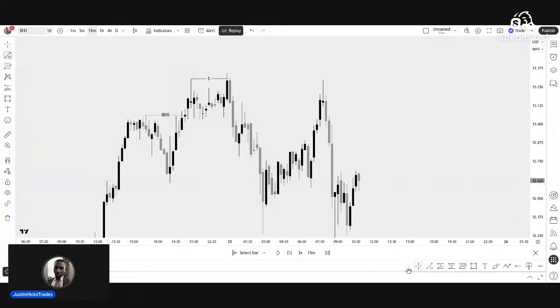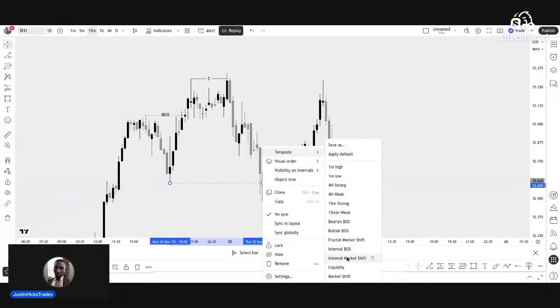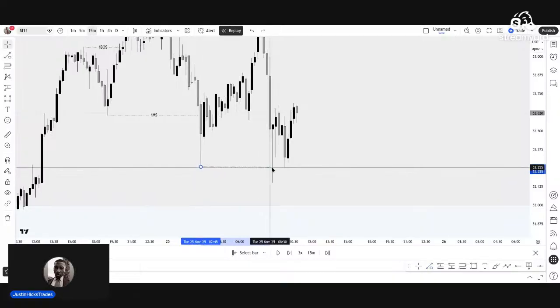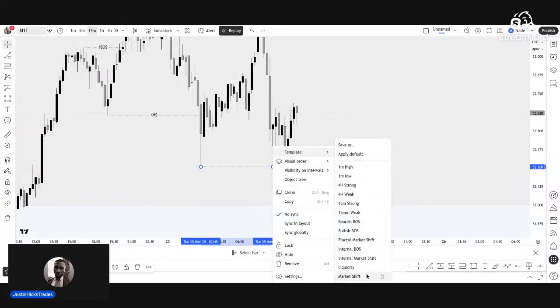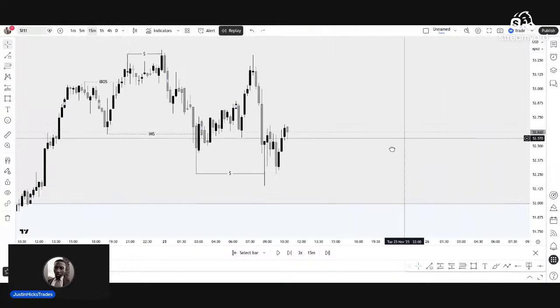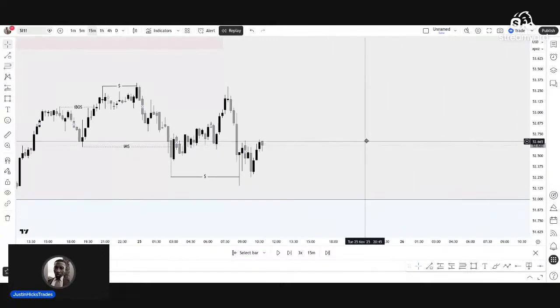That means this was my swing low. Price broke that swing low, creating a market shift, right? And it came down and it did not break here. It actually just swept liquidity. So this market shift is not even valid yet because price hasn't broken. Price hasn't created a breaker structure to the downside.